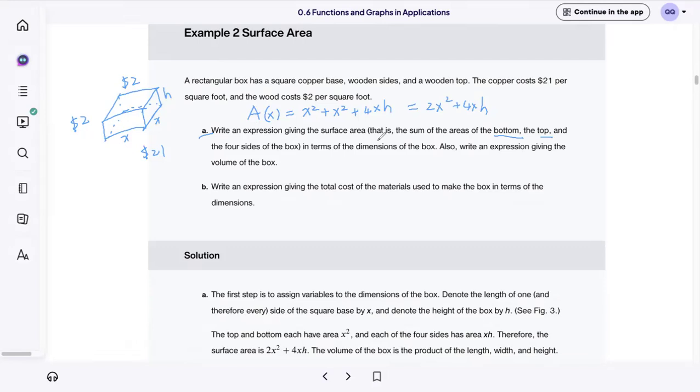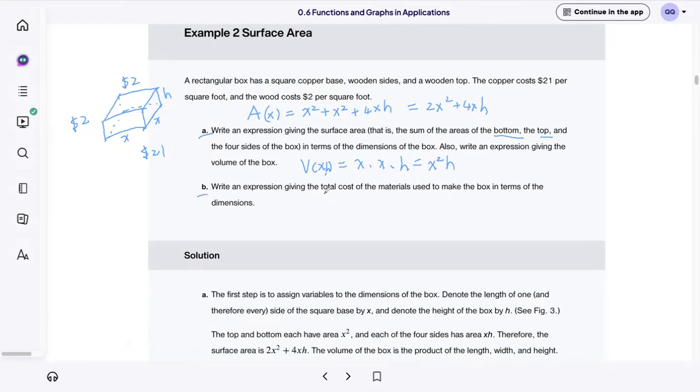Also, write an expression giving the volume. Let's see, V of x actually has h. So that is just x times x times h, 3-dimensional. It's just x squared h.